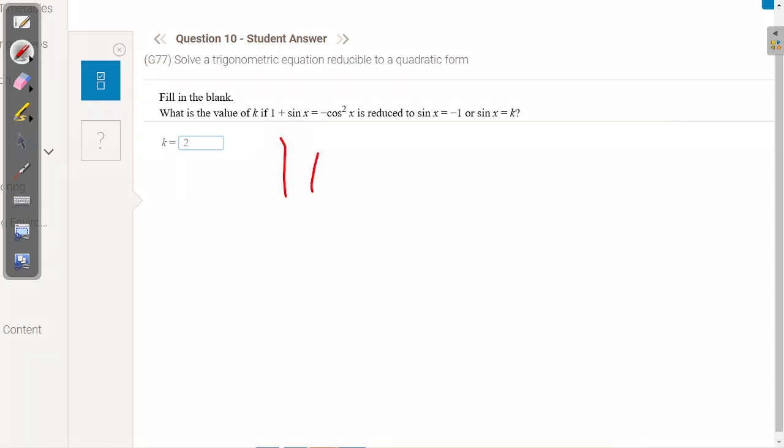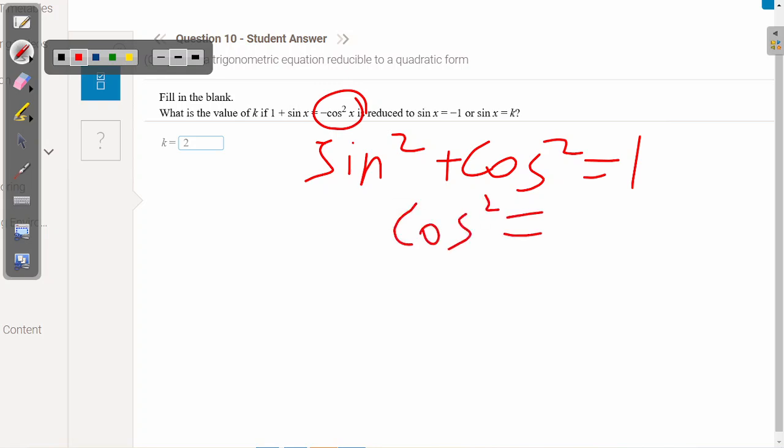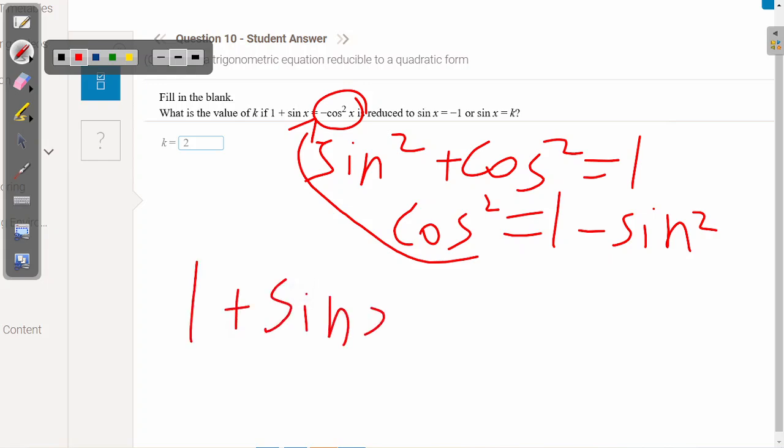For this one, use sine squared plus cosine squared equals 1. You have the cosine squared, so you substitute that. First you have to isolate the cosine squared, so cosine squared equals 1 minus sine squared. Now you substitute that here: 1 plus sine x equals negative bracket 1 minus sine squared.